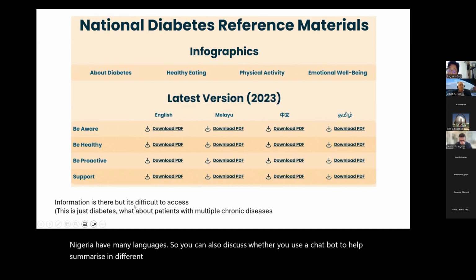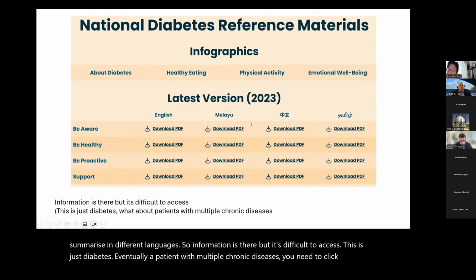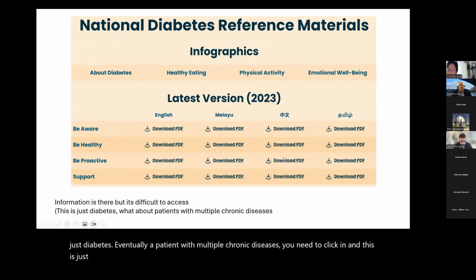So the information is there, but it's difficult to access. This is just diabetes. You mentioned a patient with multiple chronic diseases. You need to click in, and this is just a PDF. It doesn't have any explanation function.